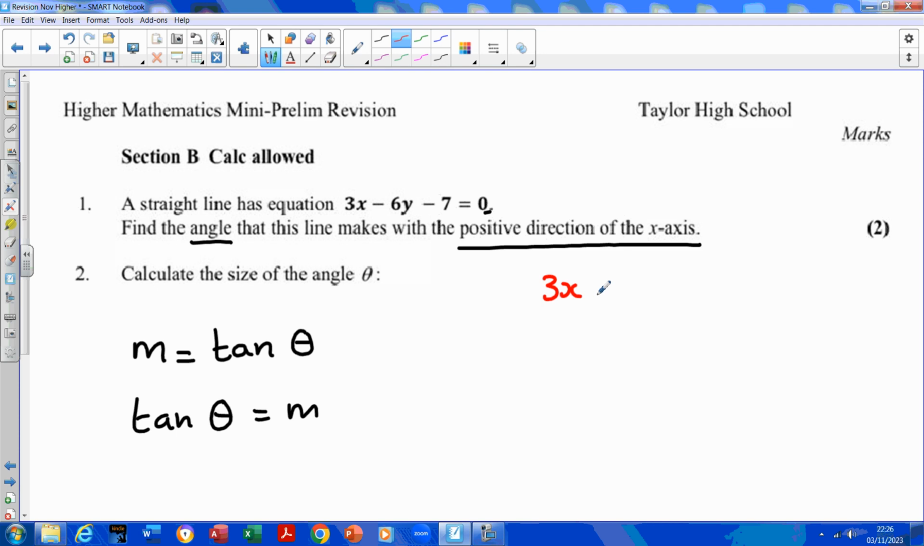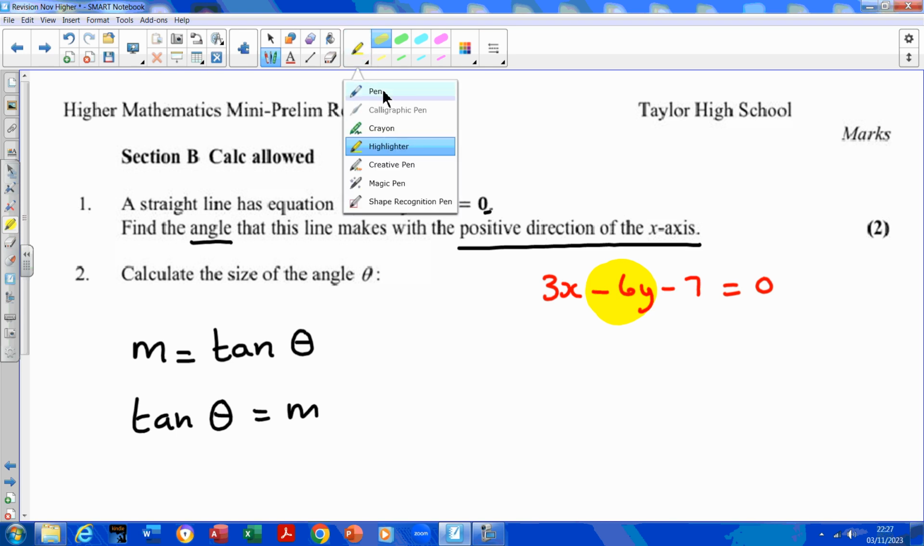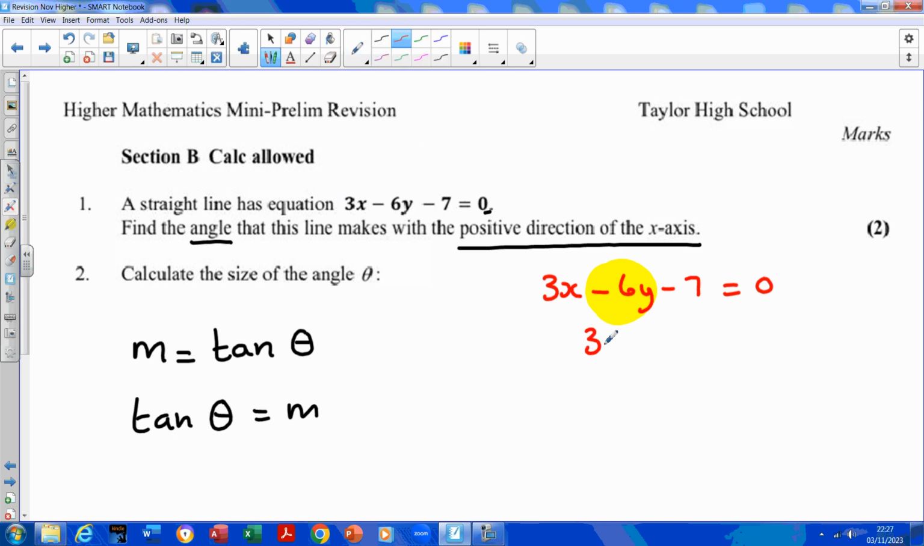So I've got 3x minus 6y minus 7 equals 0. Now, I want y equal to something. I'm seeing that negative y again. I'm going to add that onto both sides. And when I add that onto both sides, I'm left with 3x minus 7 is equal to 6y.